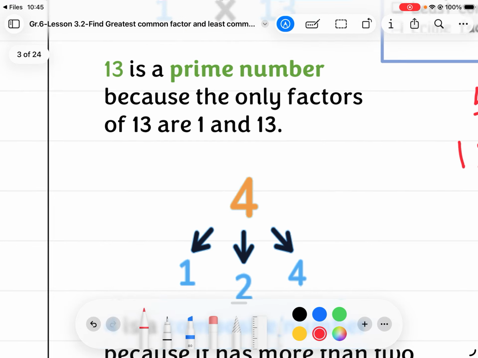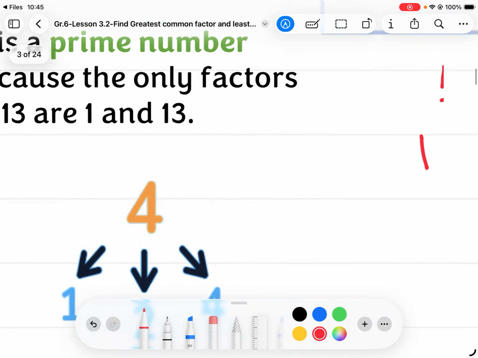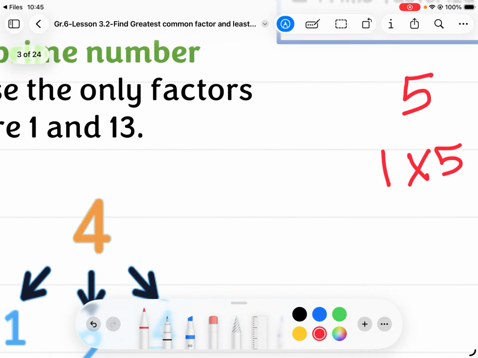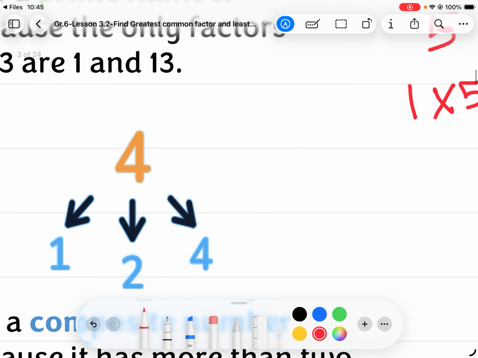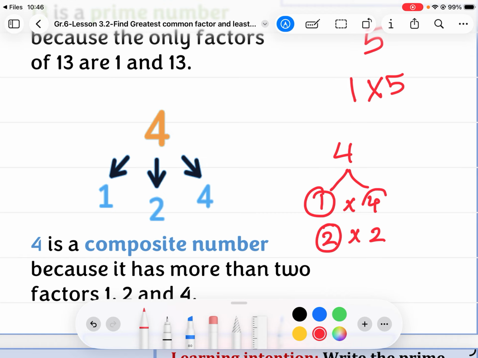Yeah. So now about composite numbers, we have the other type of numbers called composite numbers. A composite number has more than two factors. So for example, 4, what factors if you multiply will give you 4? You have 1 times 4. You have 2 times 2. So as you can see here, the 4 has three factors, 1, 2, and 4.